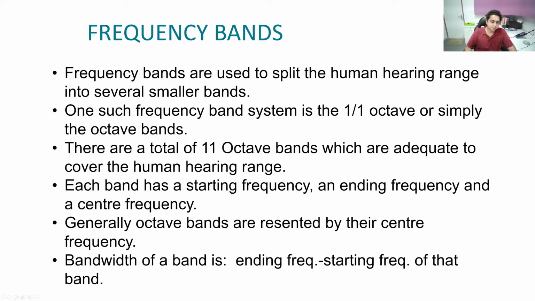Each band has a starting frequency, an ending frequency, and a center frequency. It also has a bandwidth. The bandwidth is the ending frequency minus the starting frequency. Generally, octave bands are represented by their center frequency. So suppose I say the 16,000 Hz band, I mean that the center frequency of that band is 16,000 Hz.